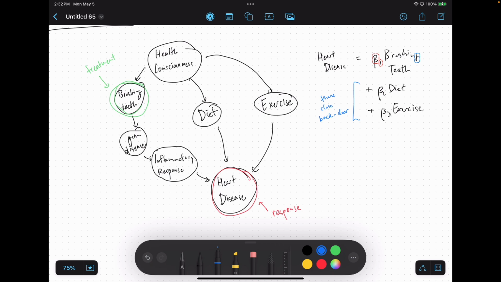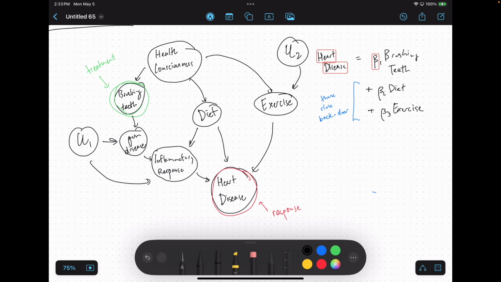Now, who actually thinks that this is a good causal diagram? Probably, it's a little bit simplistic, right? And so you could imagine that there could be other factors that might influence gum disease or inflammatory response, or other factors that may relate to things on other paths, right? And you could have much more complex things.